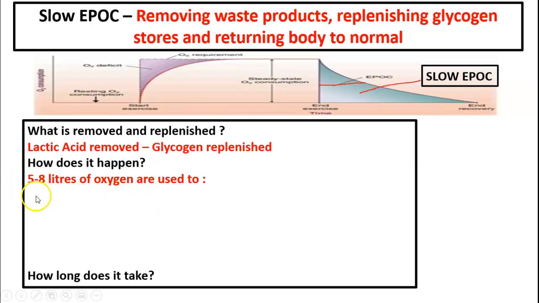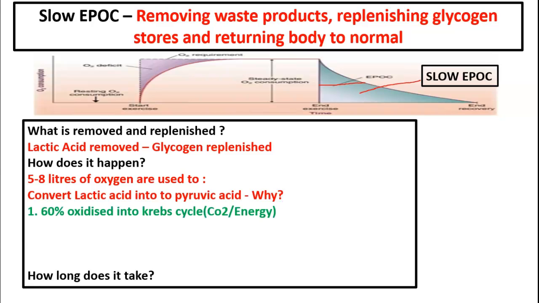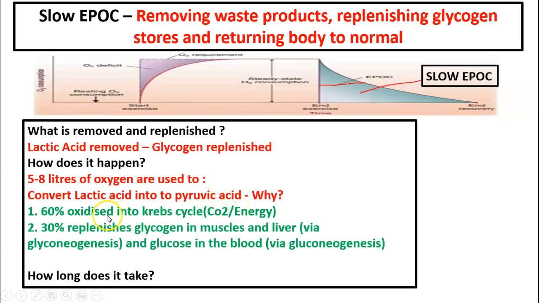So 5 to 8 litres of oxygen are used to convert lactic acid back into pyruvic acid. Okay, and once we know that, we've then got to say why, we've got to say how. Pyruvic acid is then converted in 3 ways at 3 percentages in order to allow our body to recover. So 60% of pyruvic acid is oxidized into the Krebs cycle. 30% of pyruvic acid replenishes glycogen in the muscles and liver, and then glucose in the blood.